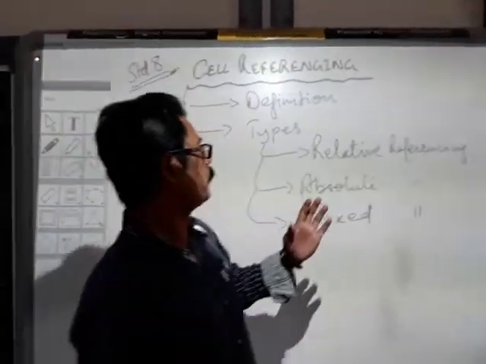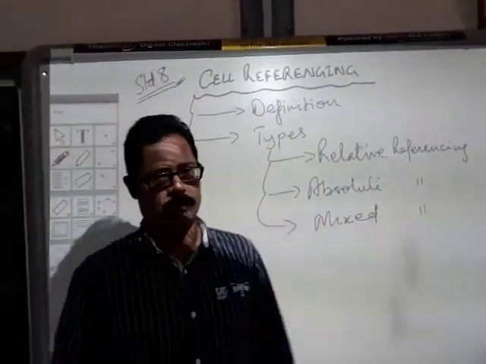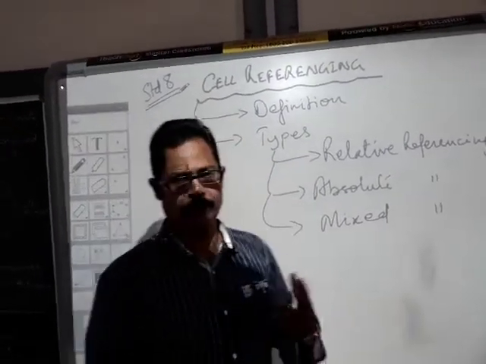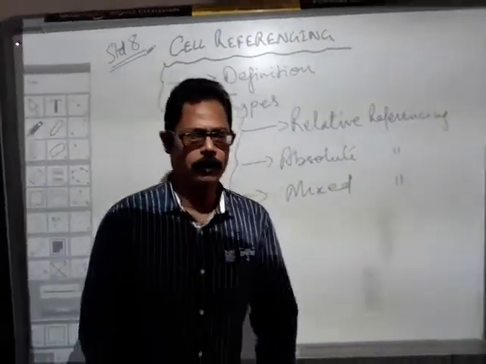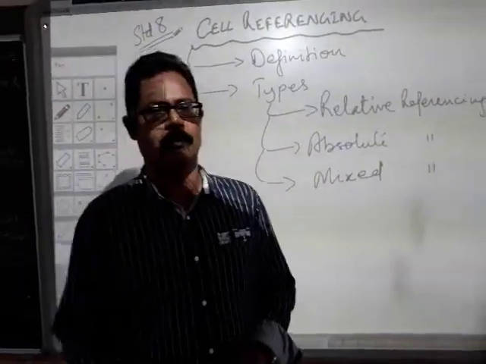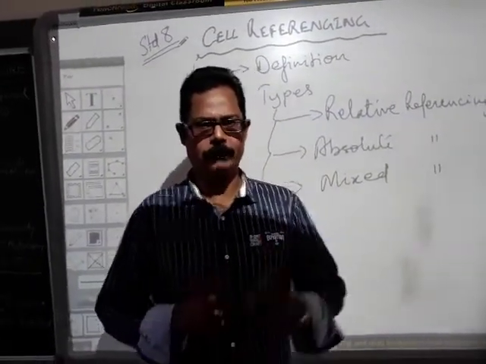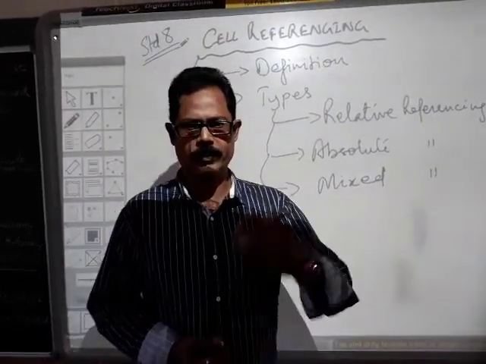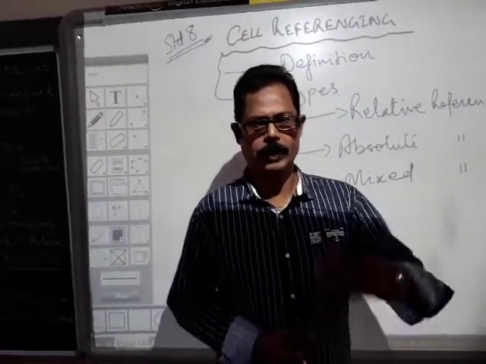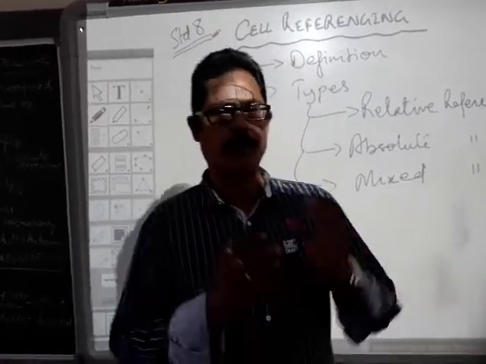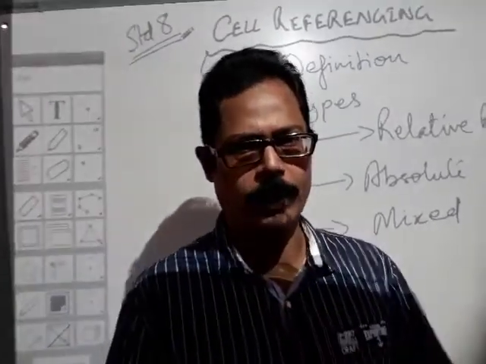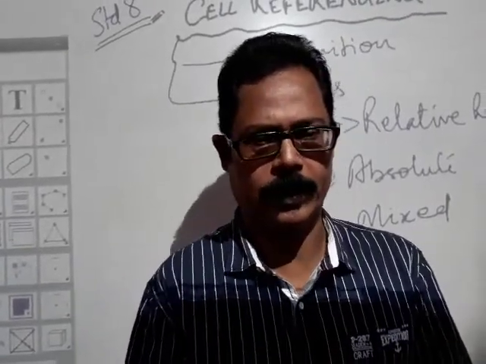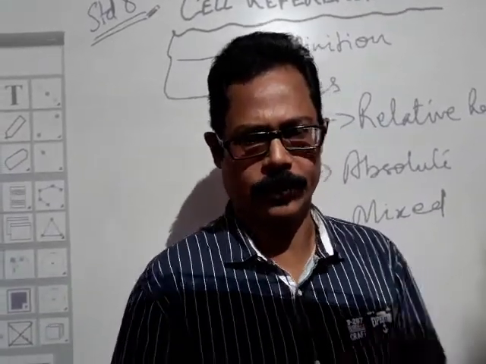Today I am going to discuss cell referencing from your second chapter. Now, what is cell referencing? You know that each cell in a worksheet is identified by its cell address. Now, what is the cell address? It is a combination of column letter and a row number. So when we combine this column letter and the row number together, that is known as a cell address.